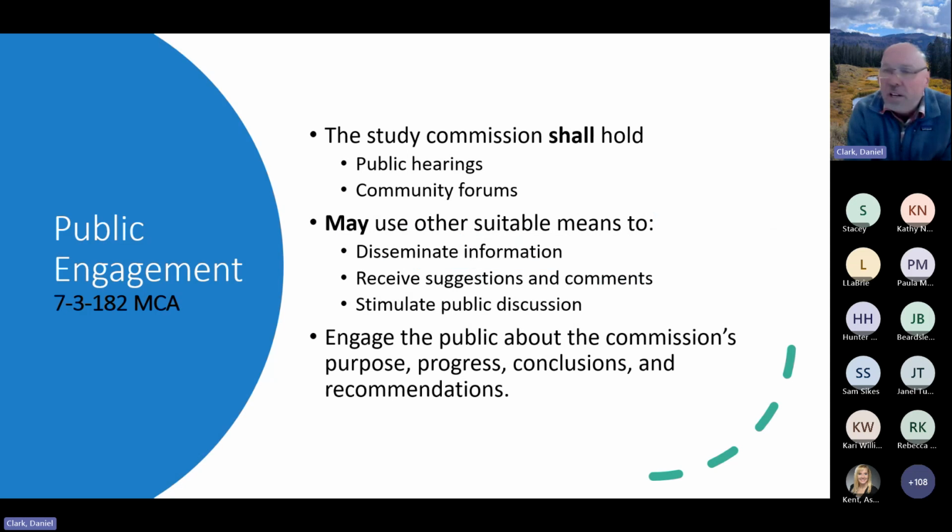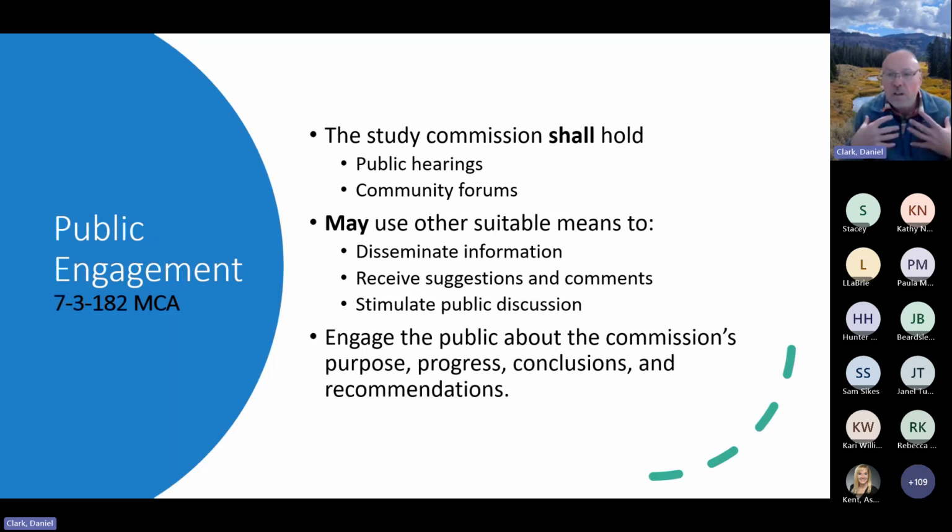So here's some of the things the study commission can do. They have to have public hearings and community forums. So that's a shall in the law. So in 73182, it says they shall have public hearings and community forums. And it then says that they may also find other ways to disseminate information, receive suggestions and input from the community, and stimulate this public conversation.